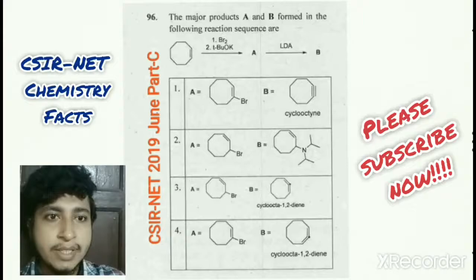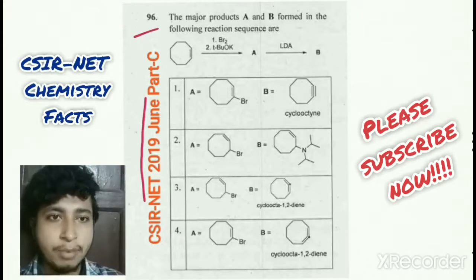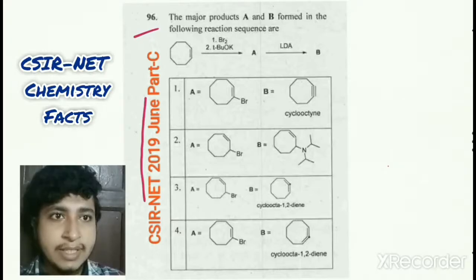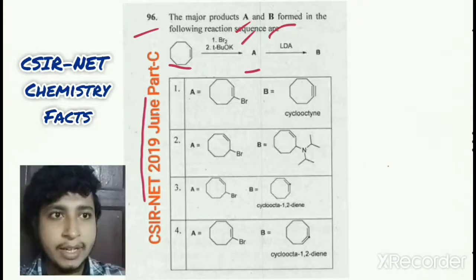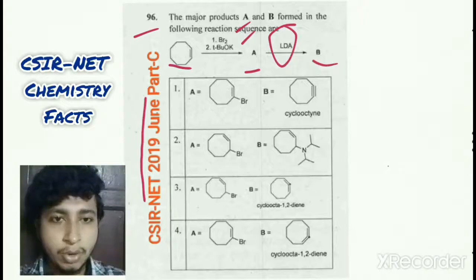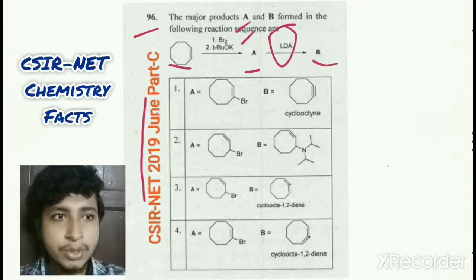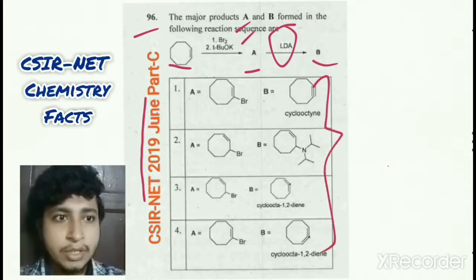Today we will discuss the CSIR NET 2019 June Part C, question number 96. It is a 4 marks question. Here you can see the cyclooctene is treated with bromine and tertiary butoxide. It will form the compound A, and after that this compound A is again treated with LDA to form the compound B. So what will be the correct structure of compound A and compound B we have to determine. There are 4 options given, so let's see by mechanism which one will be the correct option.